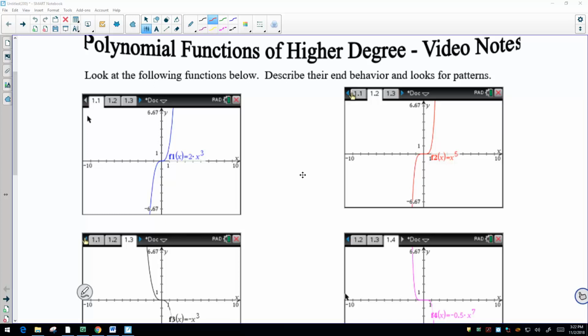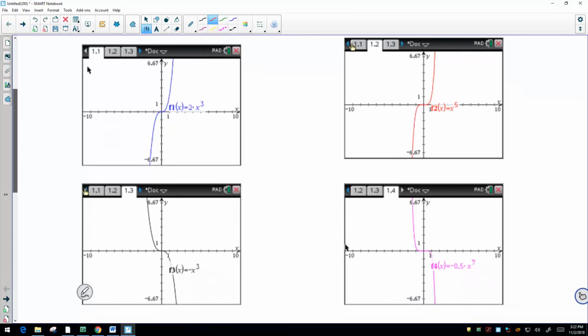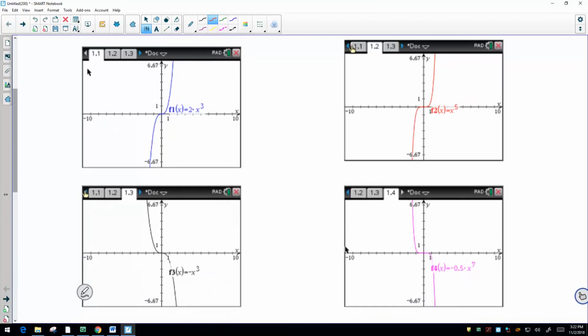So today our topic is polynomial functions of higher degrees. And we're going to start by taking a look at just some basic graphs. And what I want to do is consider their end behaviors. Our idea here is we're going to be looking for different patterns, looking to see if I could just look at, let's say, the function and determine what the end behavior would look like.